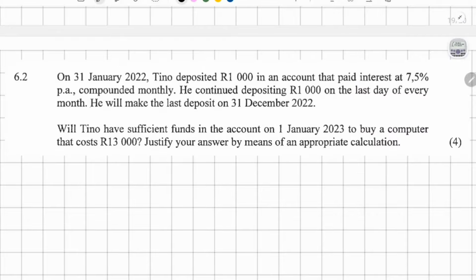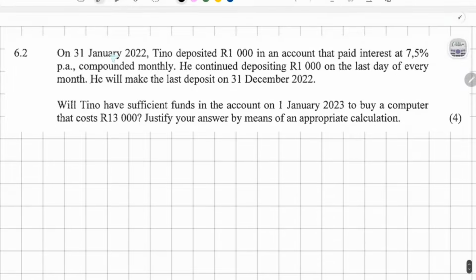Then we move on to 6.2, and 6.2 says, on the 31st January 2022, Tino deposits 1,000 Rand into an account that paid interest of 7.5% per annum compounded monthly. He continued depositing 1,000 Rand, so continued depositing, meaning money keeps going in and it's constant, the same amount, meaning this is future value. So he continued depositing 1,000 Rand on the last day of every month. Last day of every month, he's being consistent in his deposits.